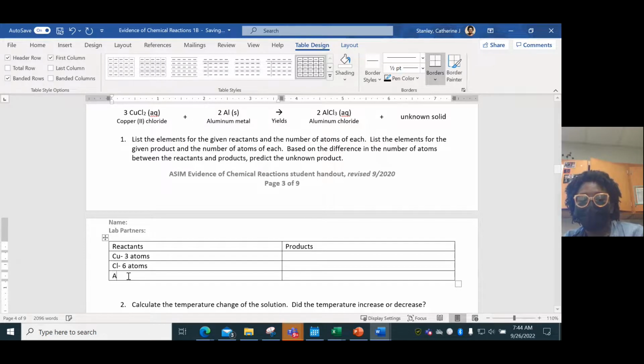How many aluminums? 2 atoms. Guess what this symbol is not? It is not artificial intelligence. It is Al. It is not AI. For the love of Pete. All right, so indicated by a reaction, we know that we're still going to have aluminum, 2 atoms of it. We know we're still going to have 6 atoms of chlorine.